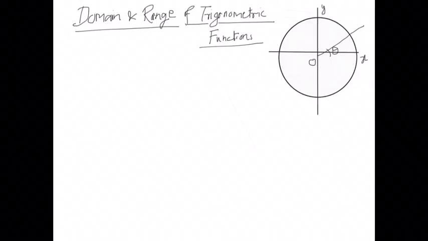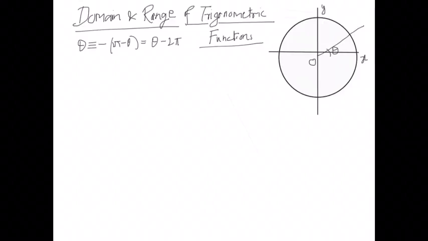Therefore, we have established that any angle theta is equivalent to an angle which is negative of 2 pi minus theta, which is equal to theta minus 2 pi.